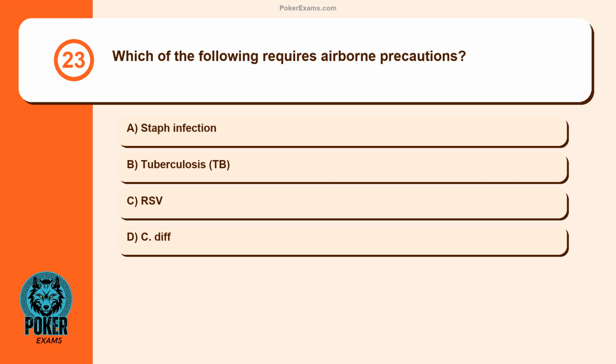Question 23. Which of the following requires airborne precautions? Staph infection, tuberculosis, TB, RSV, C. diff.